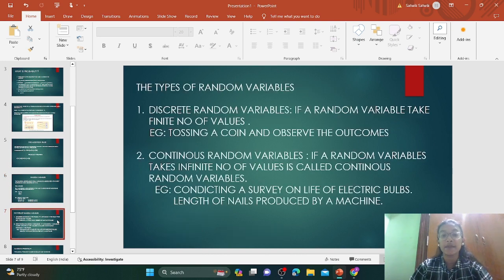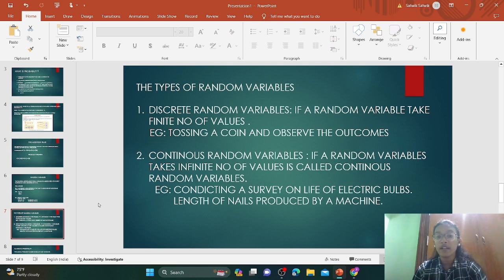So the next slide which you're going to see is the types of random variables. The first one is the discrete random variables. The second one is the continuous random variables. First we'll see discrete random variables. If a random variable takes a countable number of values, like tossing a coin, the possible outcomes are only 2, but if we take 2 dice or 3 dice and roll them together, or toss 5 or 6 coins once, there will be a number of possible outcomes. That is nothing but discrete random variables.